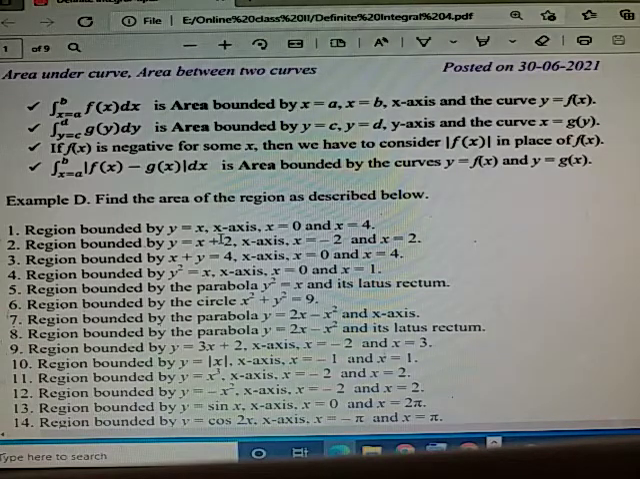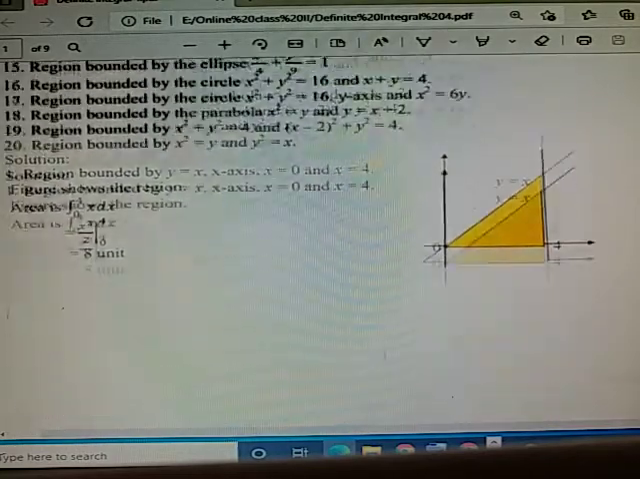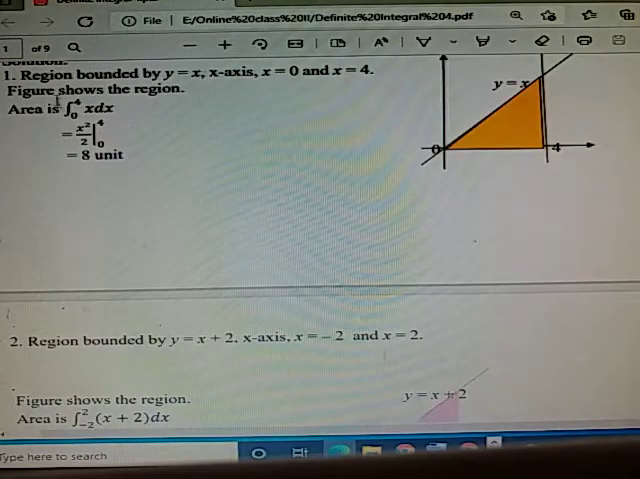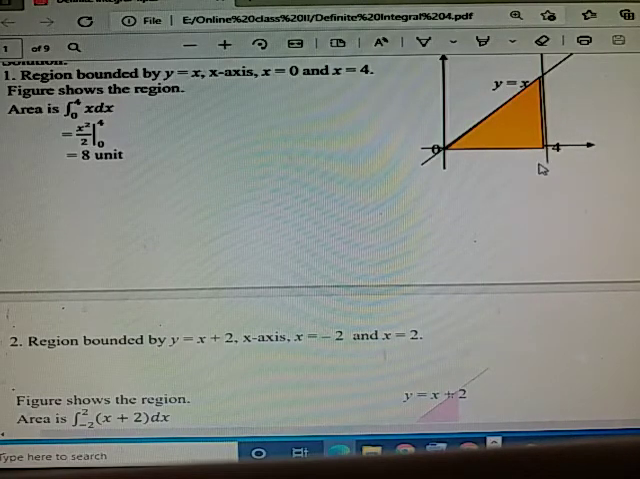Region bounded by y is equal to x, x-axis, x equal to 0, x equal to 4; and bounded by y is equal to x plus 2, x-axis, x equal to minus 2, x equal to 2. Let us see how we are doing it. So the first part: region bounded by y is equal to x, x-axis, x equal to 0, x equal to 4. We are drawing this diagram. y equal to x is this line, bounded by this line, then the x-axis, x equal to 0, and x equal to 4 here.